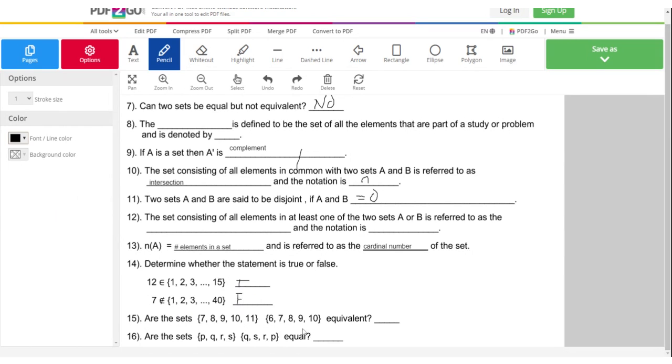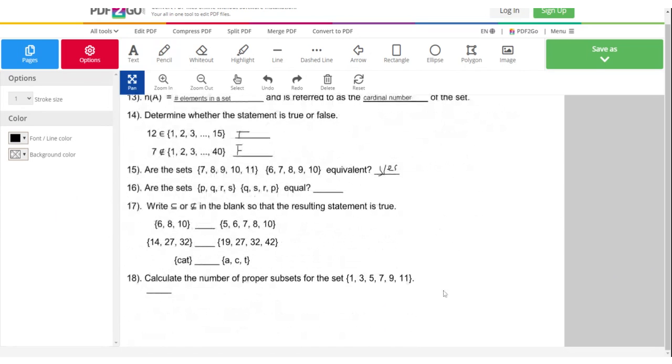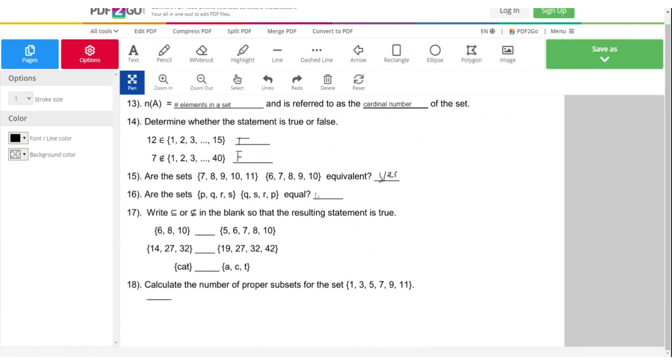Are these two things equivalent? Well, the way you find out if they're equivalent is you count the number of elements. 1, 2, 3, 4, 5. 1, 2, 3, 4, 5. So this is yes. And equality means that not only do they have the same number of elements, they've got to have the exact same elements. The order is not important, so P is in there, Q is in there, R is in there, S and R, so this is equal.